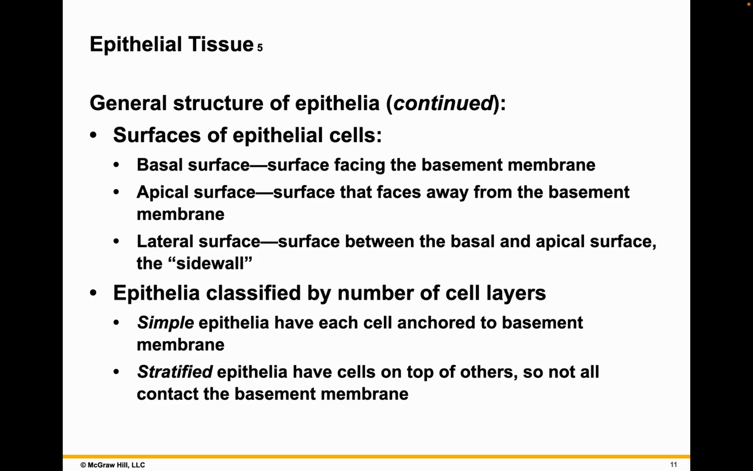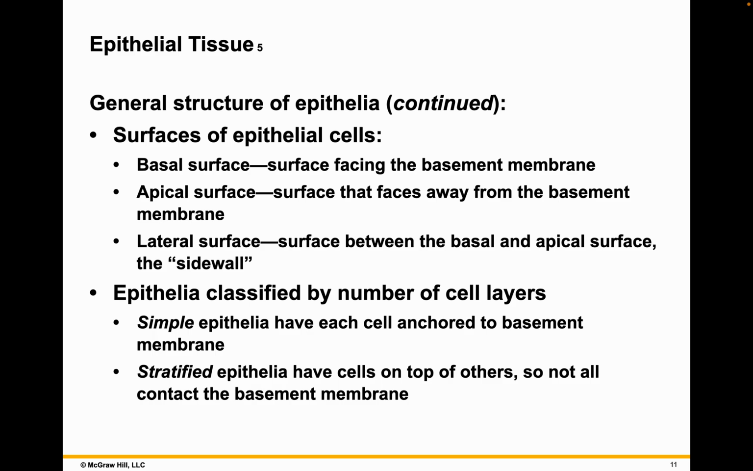And a lateral surface would be between the basal and apical surface, what you think of as a sidewall. Epithelial cell tissues are classified by the number of cell layers. There either is one cell layer or several. If it's a single cell layer, it's called a simple epithelium, and that cell is anchored to the basement membrane.